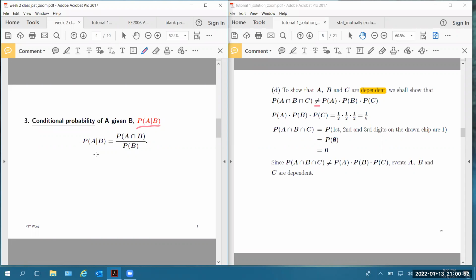Okay, so now let's look at the formula. The formula is probability of A and B divided by probability of B. So we divide by the probability of the event that is given. Okay, so with this, I think we can go to the next question.